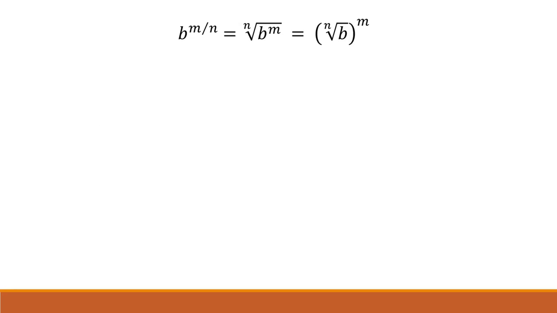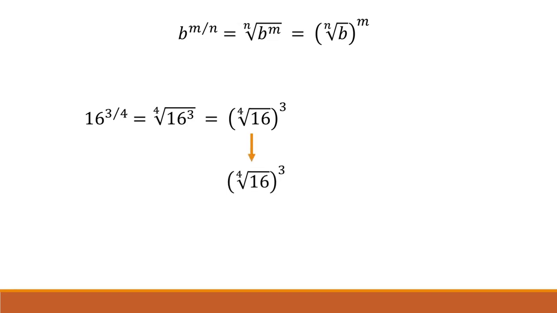the m power. For example, if we have 16 to the 3/4 power, we can write that as the fourth root of 16 to the third power, or the fourth root of 16 that's raised to the third power. While these are equivalent forms, you may find that one form or the other is more convenient when you're simplifying. For this problem, it's going to be easier to think of the fourth root of 16 first, and then cube that, because the fourth root of 16 is 2, and 2 cubed is 8.